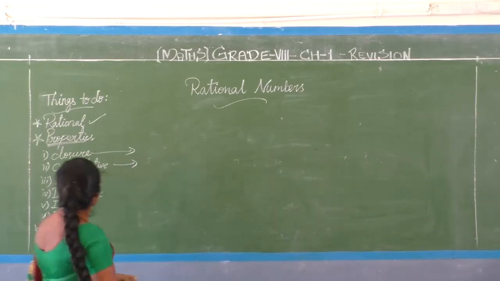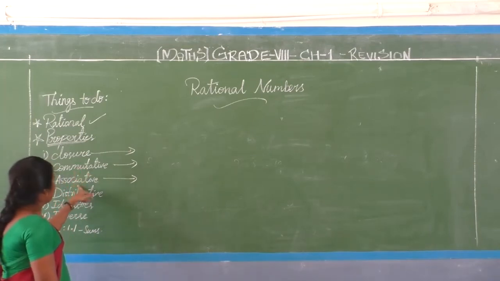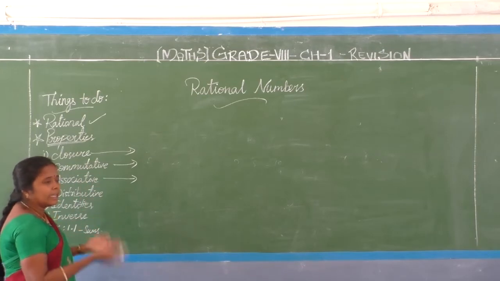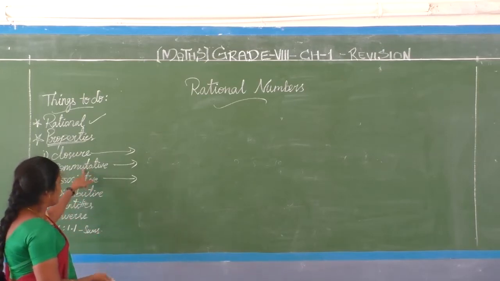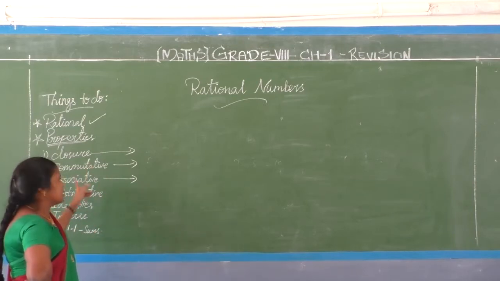Third property means associativity. This is same as commutative only. Associativity-wise, what can we tell? We can add the rational numbers in any way. The same as commutativity, where we have taken two numbers. Here, three numbers. That's all.